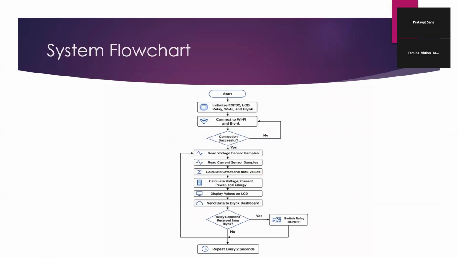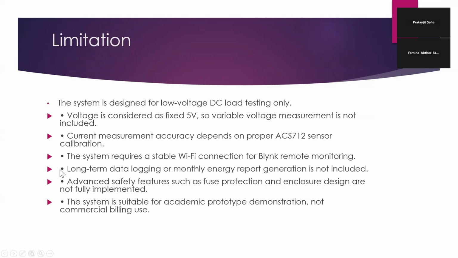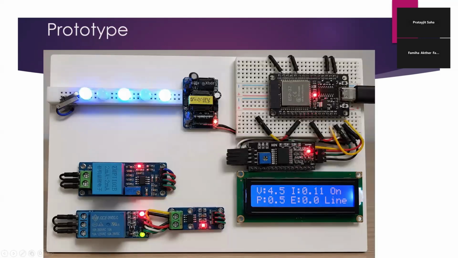The Blynk app has virtual pins for voltage, current, power, energy, and relay control. So we can monitor the data and control the load from the mobile app. This is the methodology of our IoT-based smart energy meter. Now my third team member will explain the prototype, output, limitation, and conclusion.